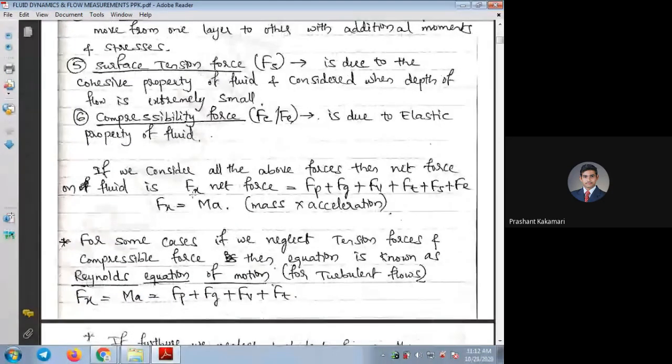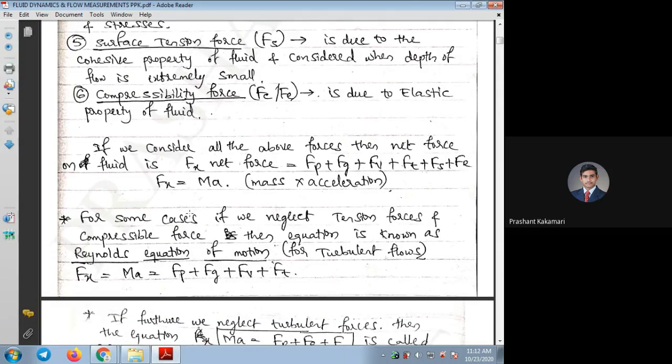So you can substitute that force of fluid as m into a, and we can find out all these forces. If the forces are known, we can find out the acceleration of the mass of the given fluid. Now next is for some cases. So again we started with the assumptions.